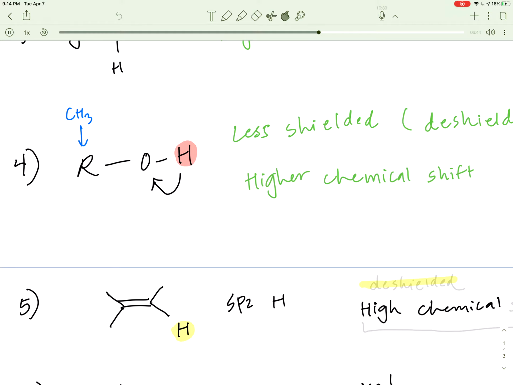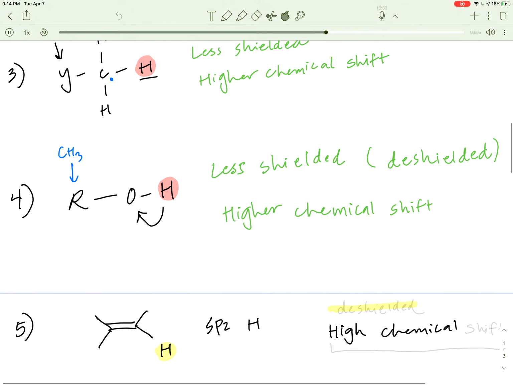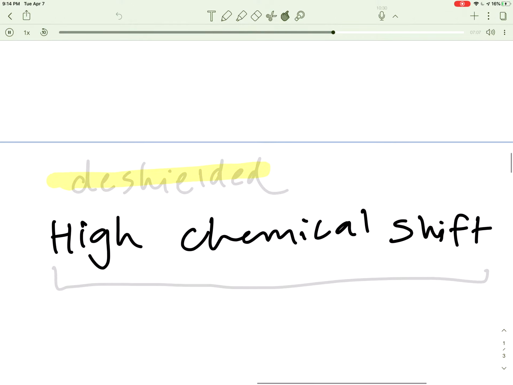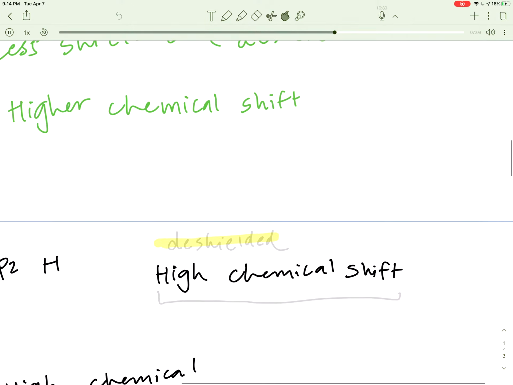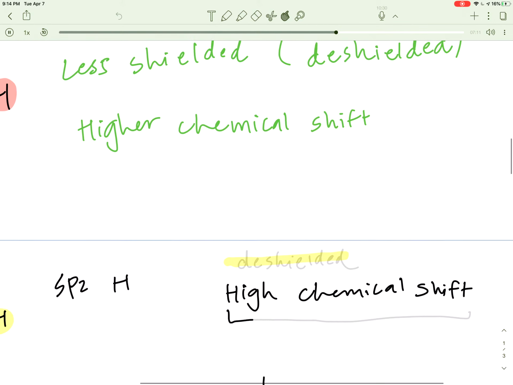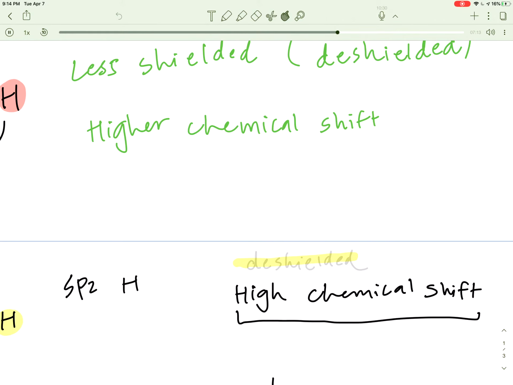So whenever I have a hydrogen on a double bond, so hydrogen on an alkene, for example, in this case, it's going to have a higher chemical shift than usual. It's going to have even higher chemical shift than an OH. So hydrogens on double bonds are really, really high. They really have a high chemical shift. Take a second and tell me, do you think this is shielded or de-shielded? Alright, so whenever I have high chemical shift, I should have de-shielded.